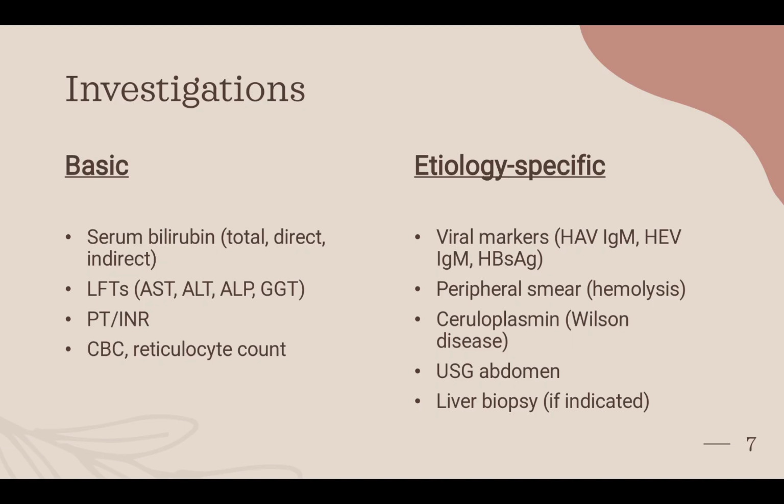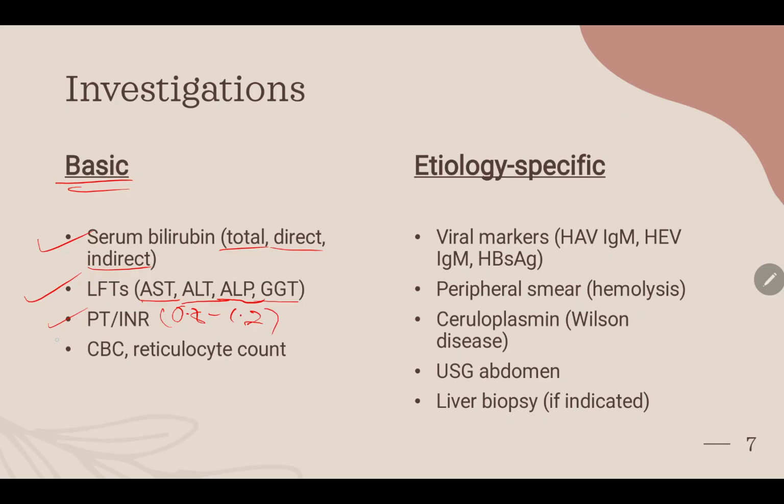Then investigations. So what are the investigations that you should do as a doctor? The basic investigations include serum bilirubin. You have to check total, direct, and indirect bilirubin levels. Then you have to go for liver function tests. So you can go for AST, ALT, ALP, and GGT. Also prothrombin time and international normalized ratio, which is normally 0.8 to 1.2.